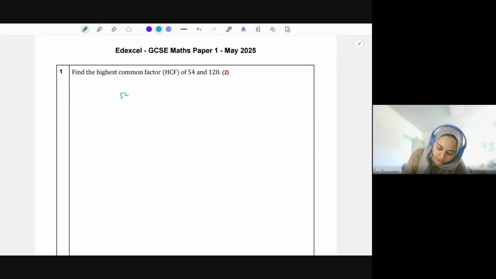So we've got 54 and then 120. Two numbers multiplied to give us 54. Well, it's even, so 2 times 27, because half of 50 is 25 and half of 4 is 2. 2 is a prime number, circle that. Two numbers multiplied to give us 27: that's 9 and 3. 3 is a prime number. Two numbers multiplied to give us 9 is 3 times 3.